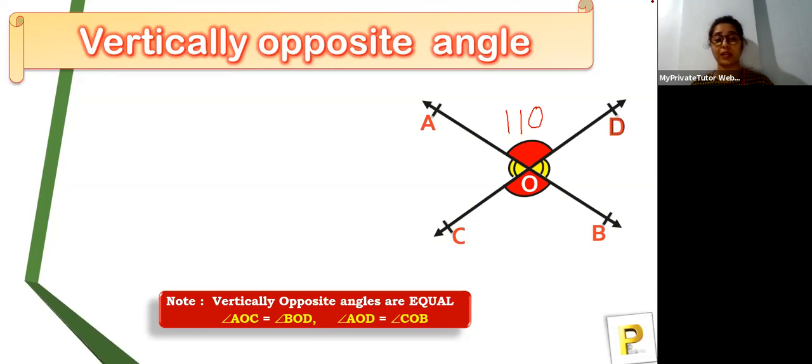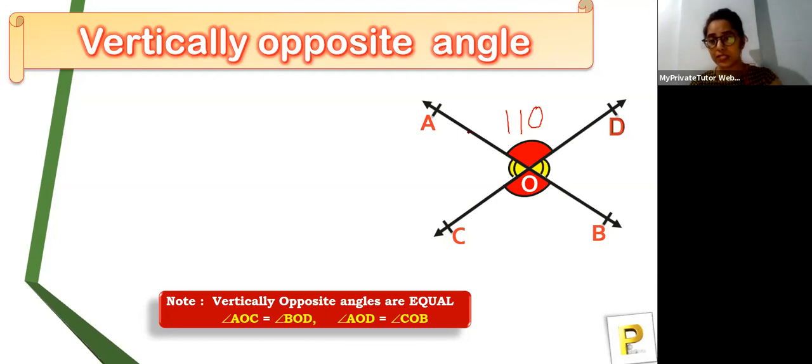Okay, I've got one answer which is absolutely correct. Angle DOB is what? 70 degree, right? Why will it be 70 degree?